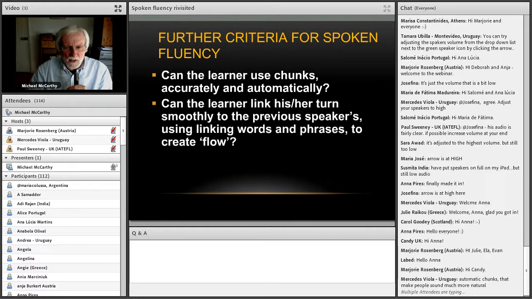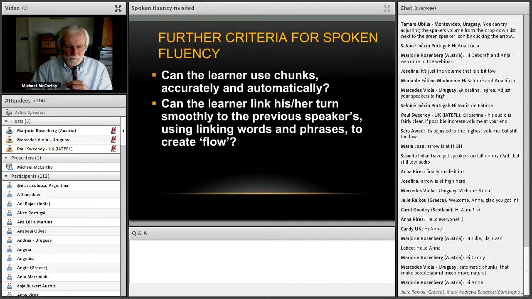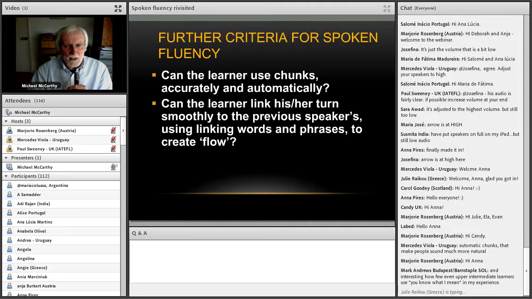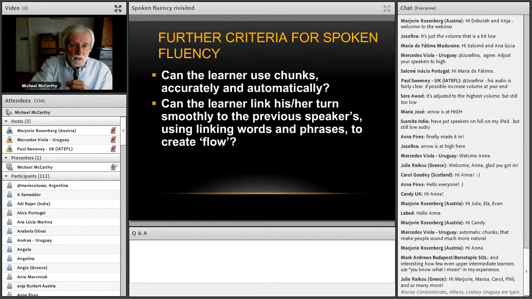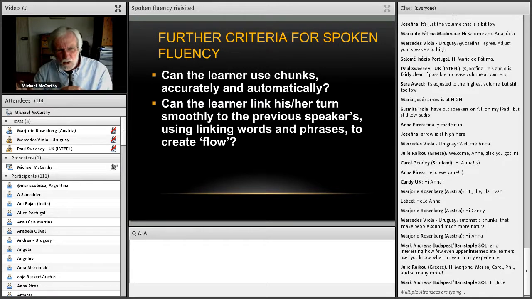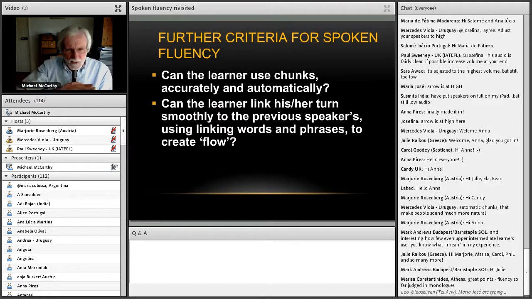But going on to the next point, I want to have a look in this webinar at how we construct our turn. When it is our turn to speak, how do we create our turn in such a way that it links smoothly to the previous speaker's turn by using some kind of linking language, linking words or phrases, which help to create that feeling of flow, that feeling that the conversation is flowing, that it is not disfluent, it's not disjointed, it's not broken down, that it is flowing like the river. And I'll come back to that in a moment.